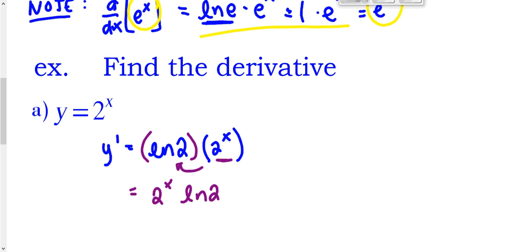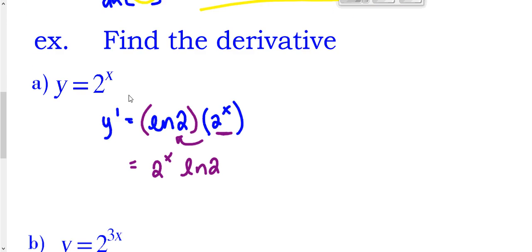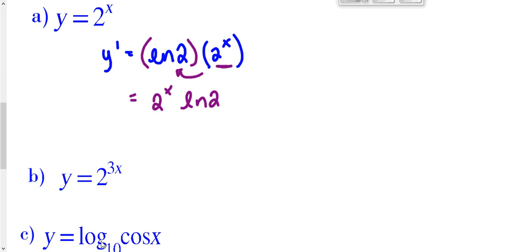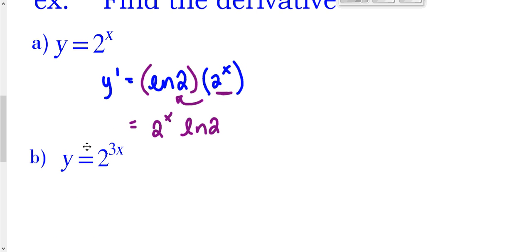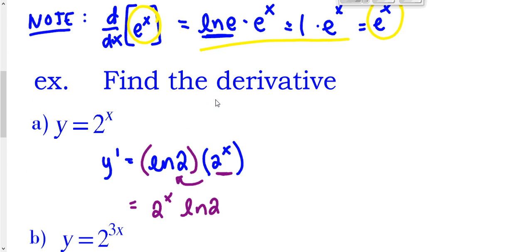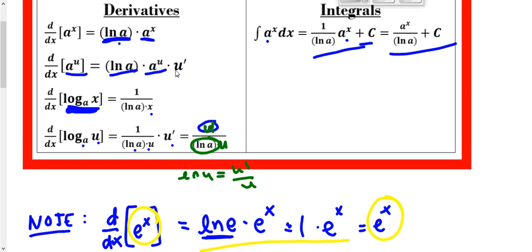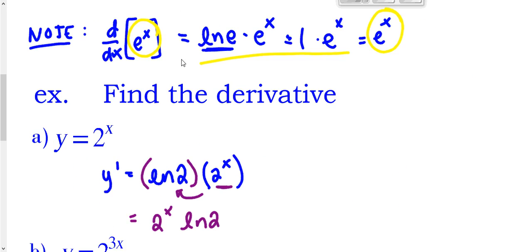And then, let's look at one where our exponent is not just x. If we have, yeah, trig, freak out, whatever. y equals 2 to the 3x. Well, let's look at this. We're doing the same thing that we just did with the previous problem. We just need to make sure and multiply by the derivative of our exponent.